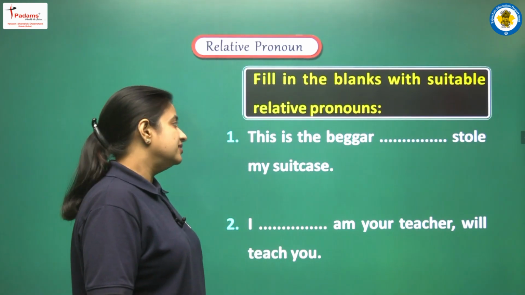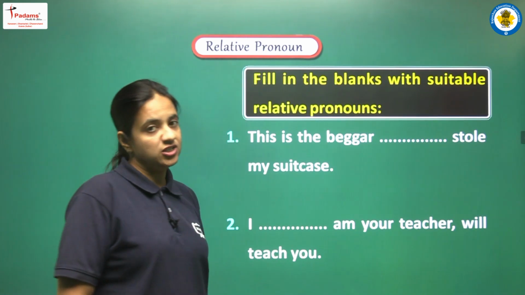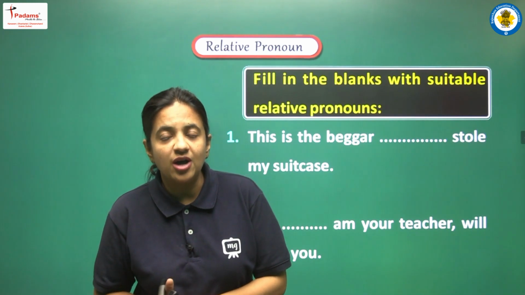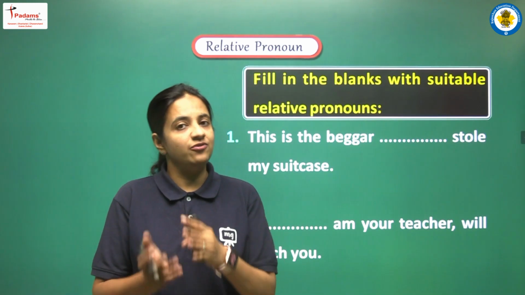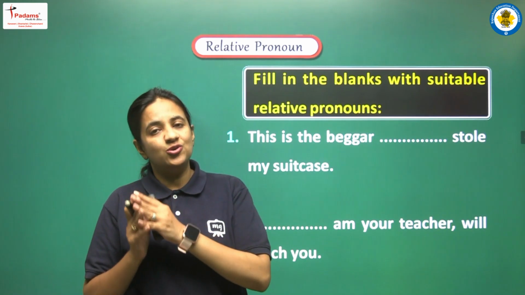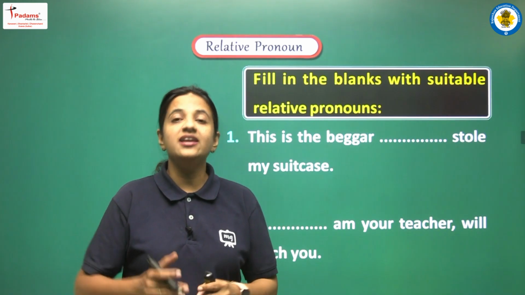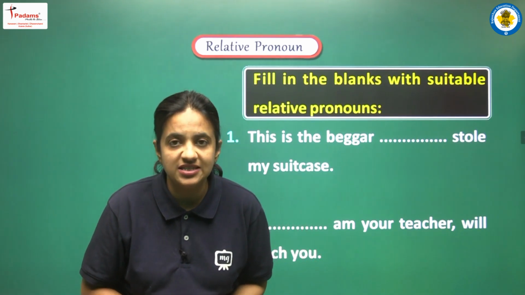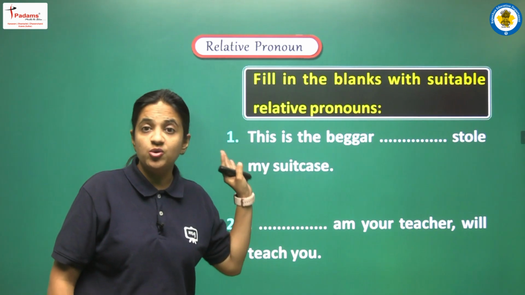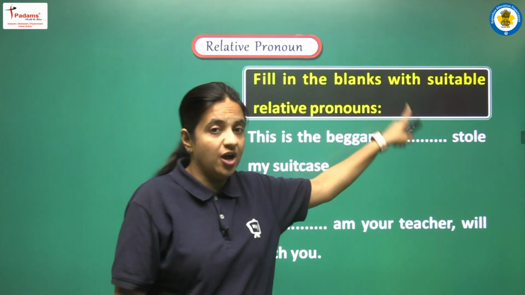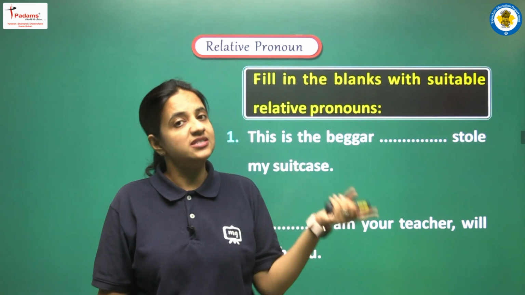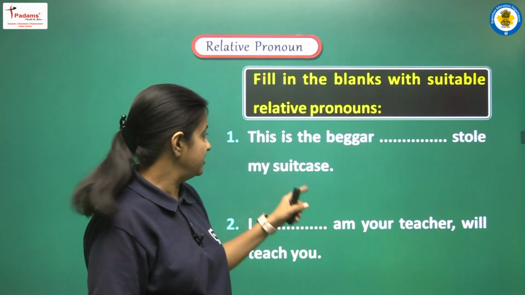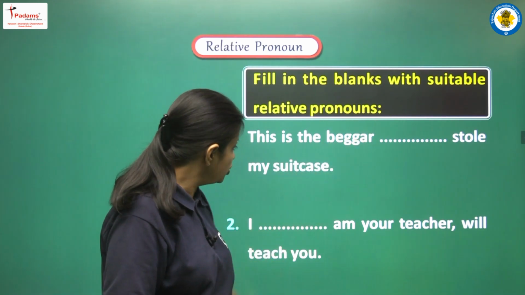Let's read. This is the beggar stole my suitcase. So students, in the previous video also we discussed that relative pronouns are used for nouns. We have to be very careful regarding what relative pronoun is used for subject or, we can say, for object. So first of all we have to understand whether this relative pronoun has a relation with subject or with object. For that, again let's read the sentence: this is the beggar stole my suitcase.